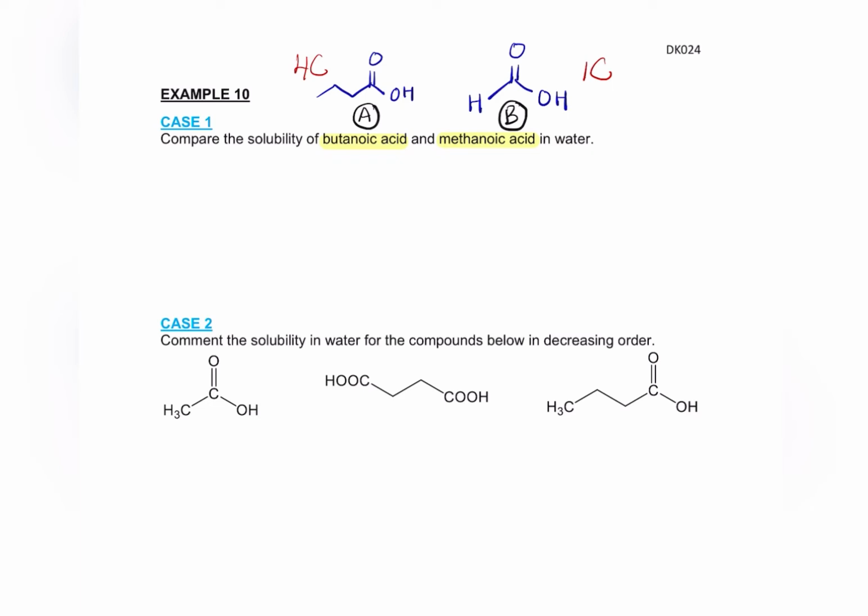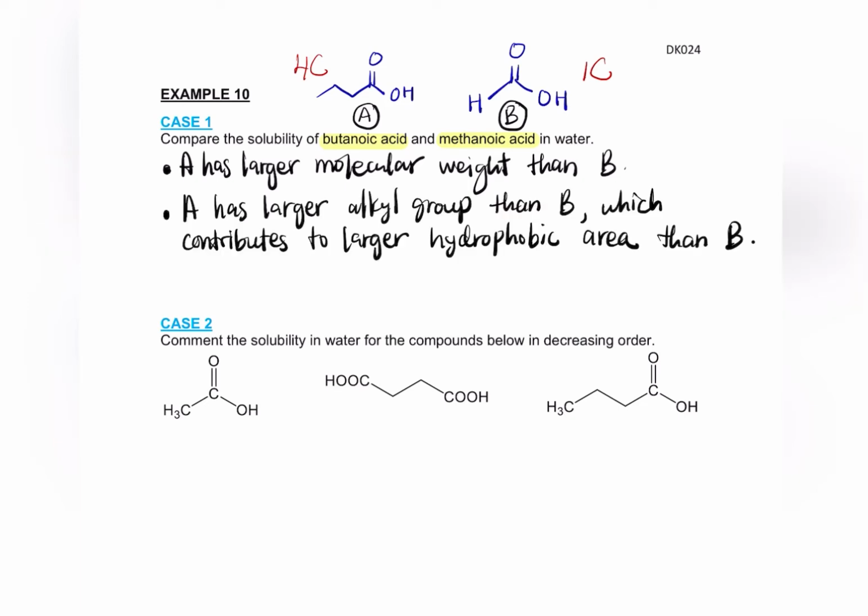Choose your subject. I'm going to choose A. Then the first point, I'm going to write it down as A has larger molecular weight than B. So this is the first point. So the second point, what can this larger molecular weight of A do? It contributes to larger hydrophobic area due to the larger size of alkyl group. So that is going to be my second point.